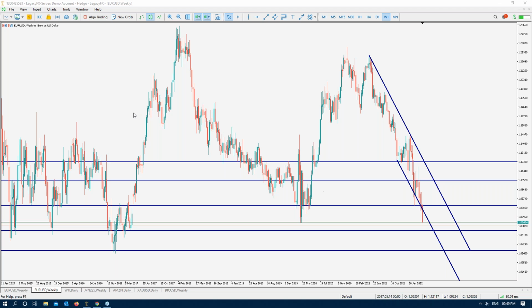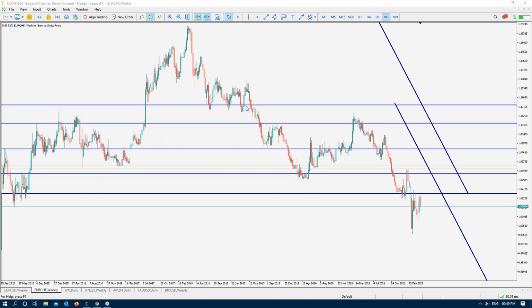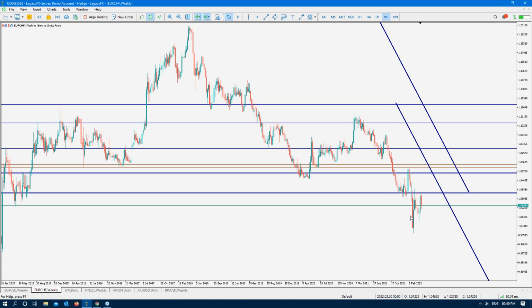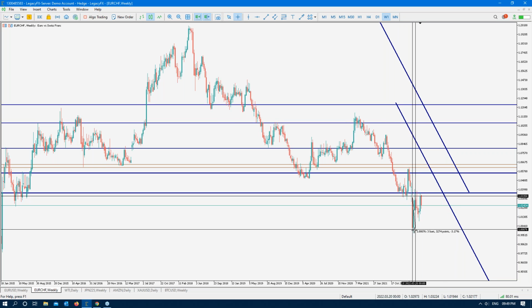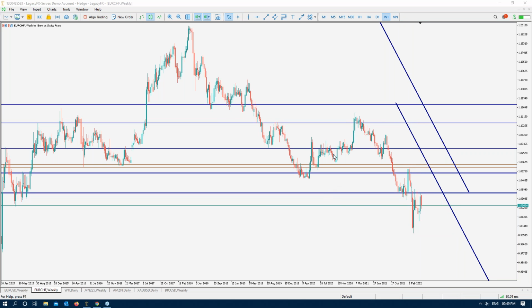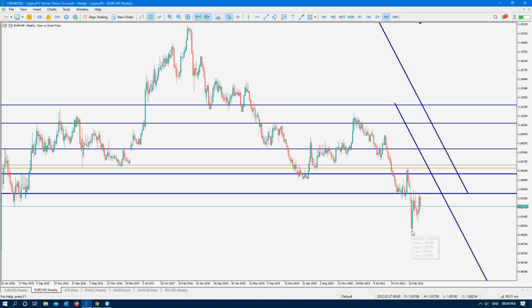If you look at Euro CHF, this is like watching paint dry. What do you think a big candle is on a week? How big do you think it is? I'll show you. Don't be scared. It's a whole 300 points. Amazing. GBP JPY used to do that in an hour.